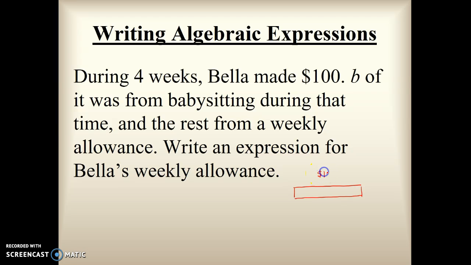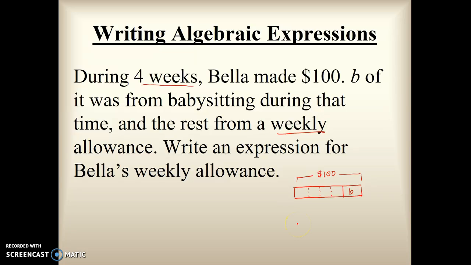So Bella made a total of $100. Here's what we know. B of it was from babysitting during that time. So some portion of it, B, was from babysitting, and the rest was from a weekly allowance. So how many weeks are there in this word problem? Well, it says up here that there are 4 weeks, okay? So let's divide the rest of this amount into 4.